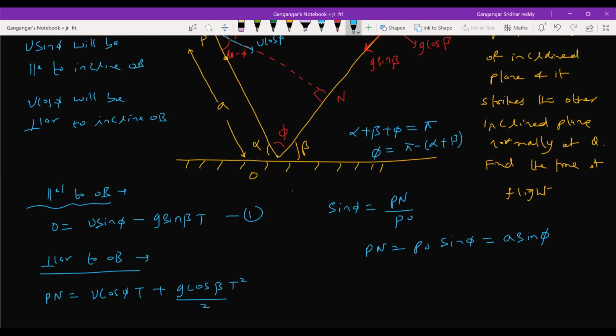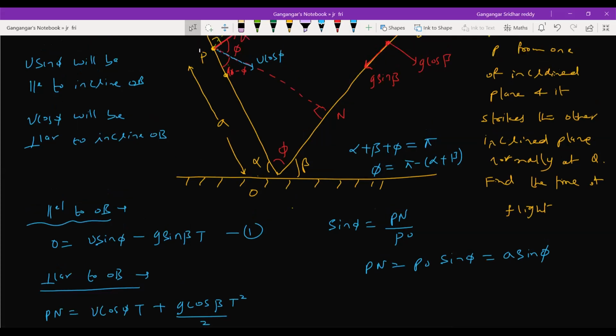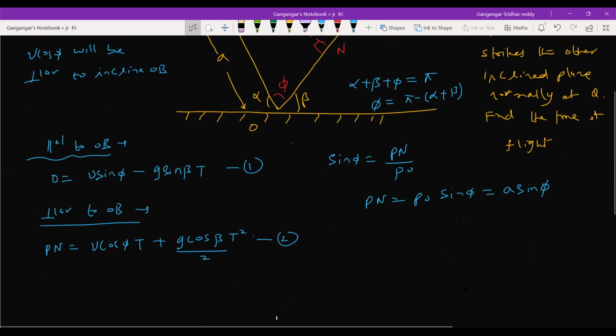Try to see all the things in the diagram, and I'll make it visible. Writing this equation 1, 2 is the concept. As it moves from P to Q, the displacement perpendicular to incline OB is equal to PN. So PN equal to U cos phi t plus g cos beta t square by 2. So what is further PN? PN is equal to a sin phi.